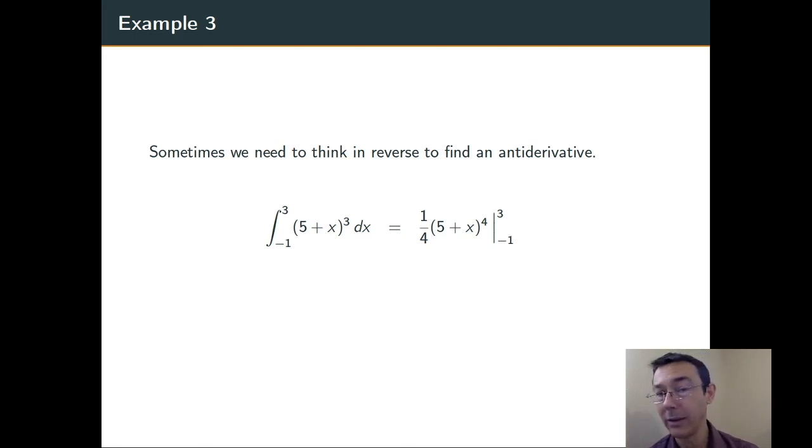I need to evaluate that from negative 1 to 3. Let's plug in 3. Let's plug in negative 1. And then simplify a little bit. We get 960. So the integral from negative 1 to 3, 5 plus x to the 3rd dx is 960.